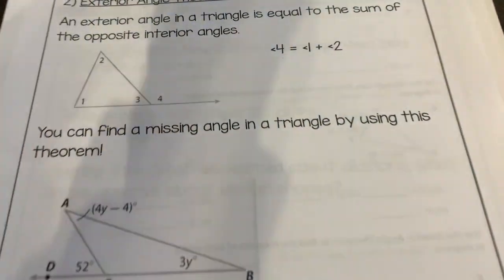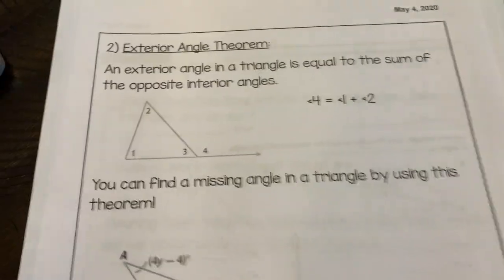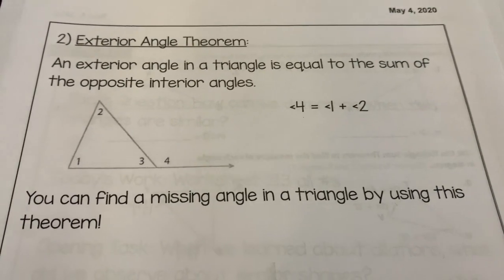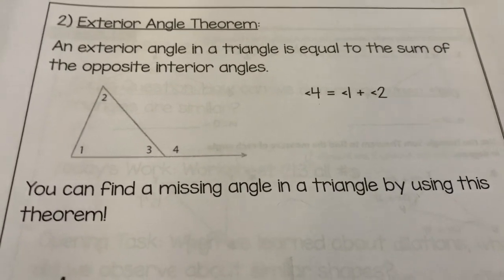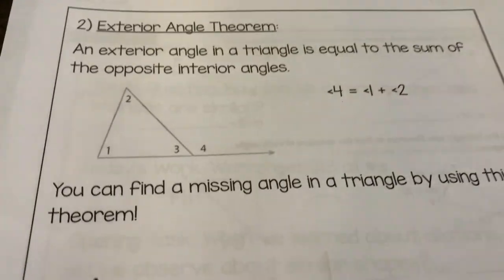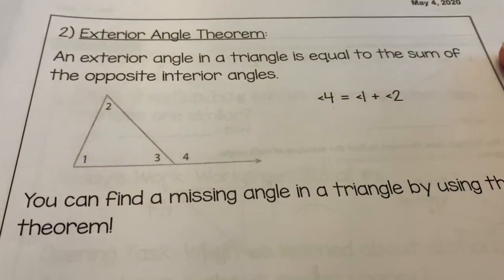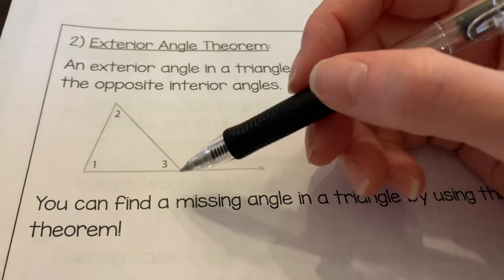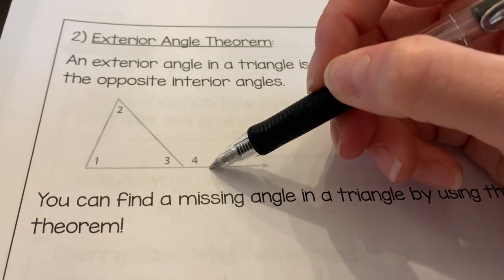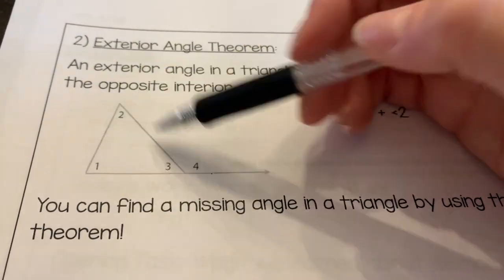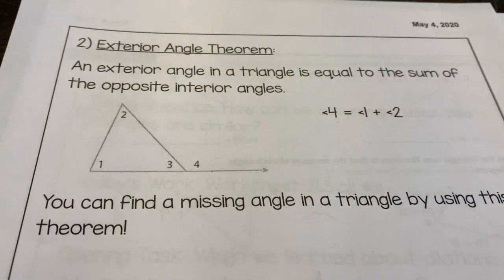The second theorem is also simple, but it's different than what you're used to, so you're just going to have to bear with me here. This is called the exterior angle theorem. And this is a really helpful theorem for finding the measure of an angle that's outside of a triangle, or for finding the measure of an inside angle when you know the outside angle.